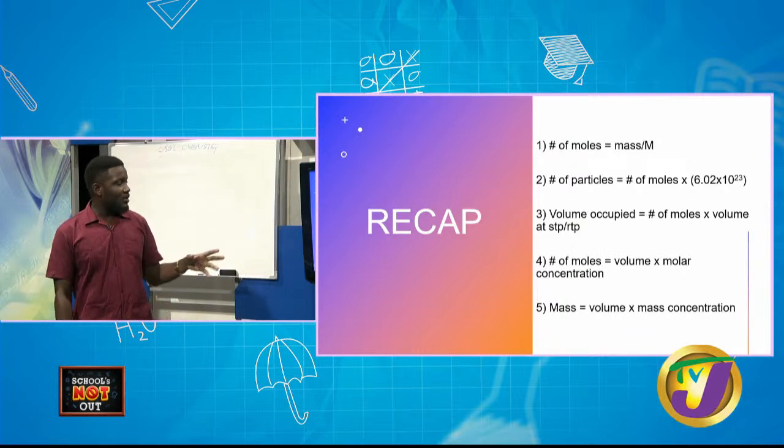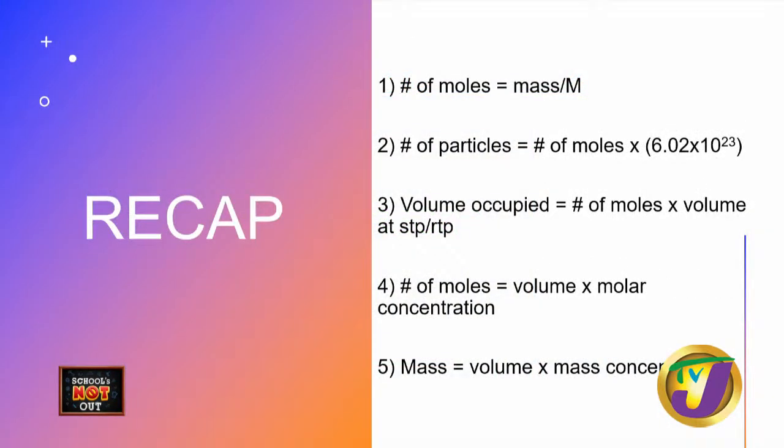Our third formula is volume occupied. Now remember, anytime we see volume occupied, that refers to gas volumes, all right? So I don't want to see anybody using this formula when it comes down to liquids or solids. The third one, volume occupied, is equal to number of moles times the volume at either STP or RTP. The question will always specify which one.